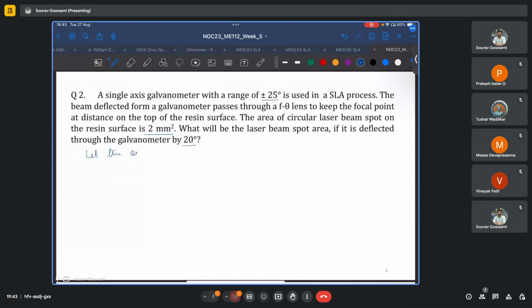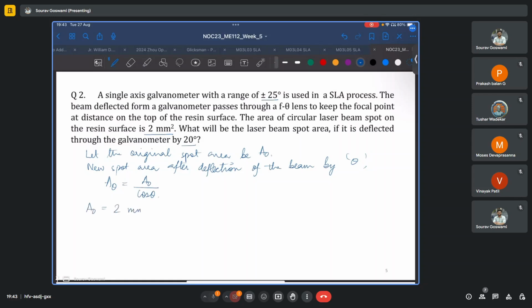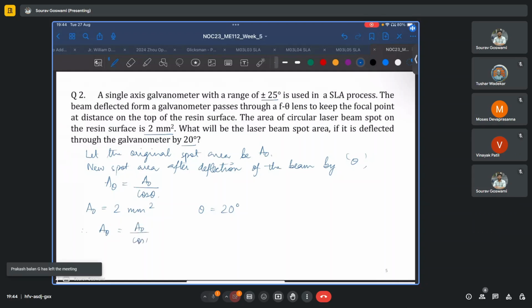So if the original spot area is A naught, the new spot area after deflection of the beam by an angle of theta, A theta is equal to A naught by cos theta. We already have A naught, it is equal to 2 mm square, and theta in this case is 20 degrees. Therefore, the new area A theta will come out to be A naught by cos theta, which is 2 by cos of 20 degrees.